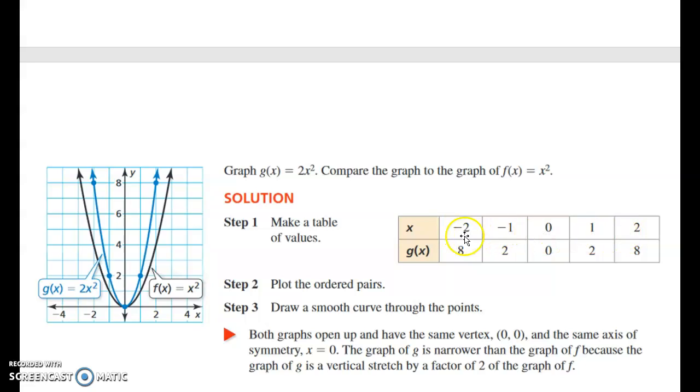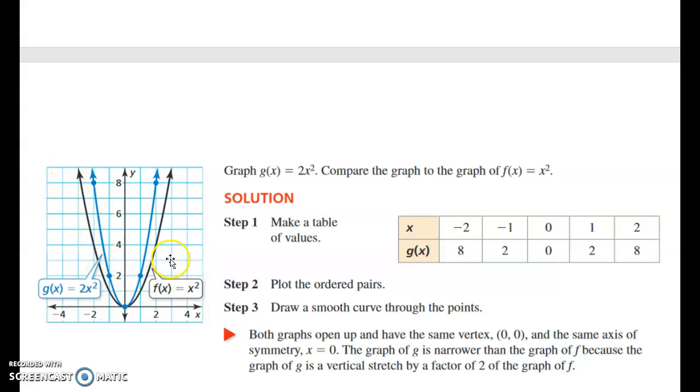So what they did here to get these values, they took this value of x, in this case a -2, and put it into this equation here. So -2 squared is +4, and then they have to multiply it by 2. So they got an 8. And they do that for each step along the way. For example, -1 times -1 is 1, and then 1 times 2 is 2. Notice because we're squaring, the negative goes away. So it goes 8, 2, 0, and then back to 2, and then an 8. Once you have a bunch of points, you plot them, and then you draw a smooth curve.